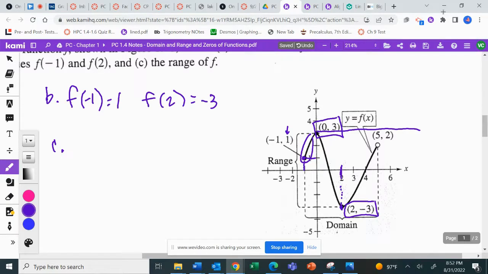This section over here as well. Again, the highest value for y is 3. The lowest value for y is -3. Everything else is in between. So the range is going to be -3 to +3. And there are closed points, so we'll have a closed bracket for those.